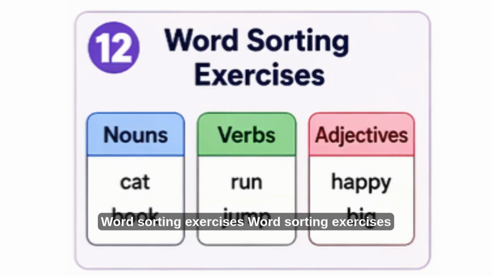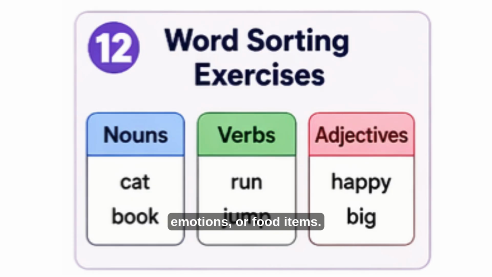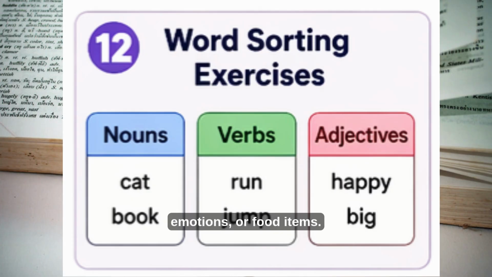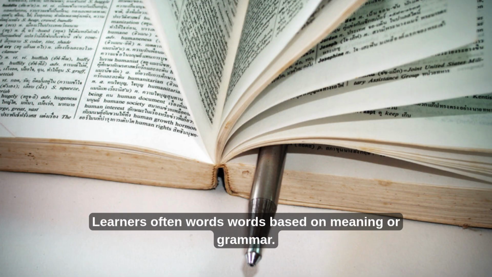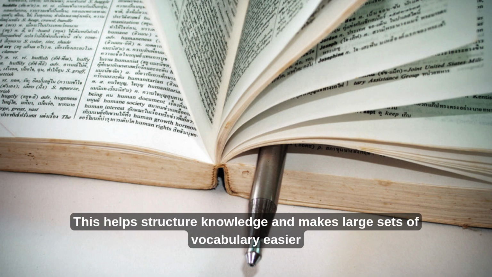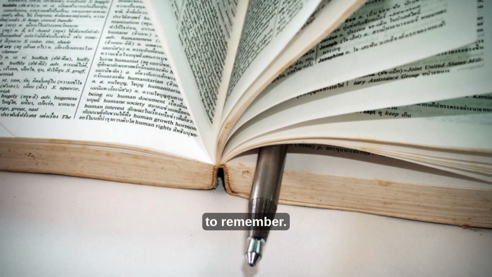Word sorting exercises. Word sorting exercises group vocabulary into categories, such as nouns, verbs, emotions, or food items. Learners organize words based on meaning or grammar. This helps structure knowledge and makes large sets of vocabulary easier to remember.